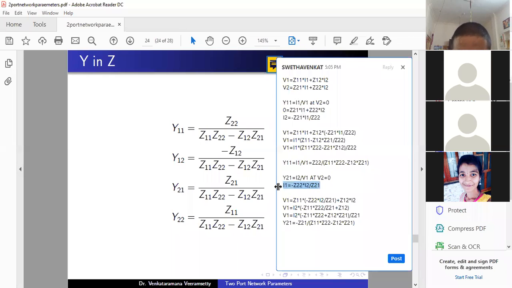In this step, V1 equal to Z11 into I1, that's equal to minus Z22 I2 by Z21 plus Z12 into I2. And I'm taking the I2 common. Then I have minus Z11 into Z22 divided by Z21 plus Z12.